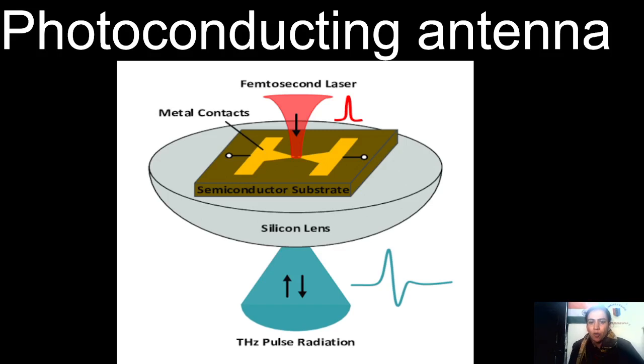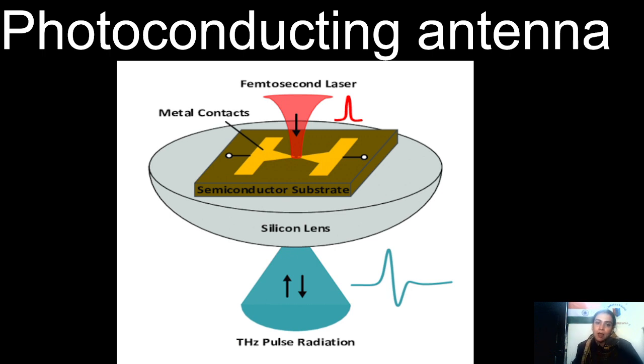So for the generation of these special kind of radiations, which are called terahertz radiation, basically two main mechanisms are employed, and we are going to discuss one of them in this video, that is the photoconducting antenna. This method is mostly employed for the generation of terahertz radiation, and the process includes a semiconductor substrate on which two metal contacts are placed, and a femtosecond laser pulse is made to be incident on this semiconductor substrate.